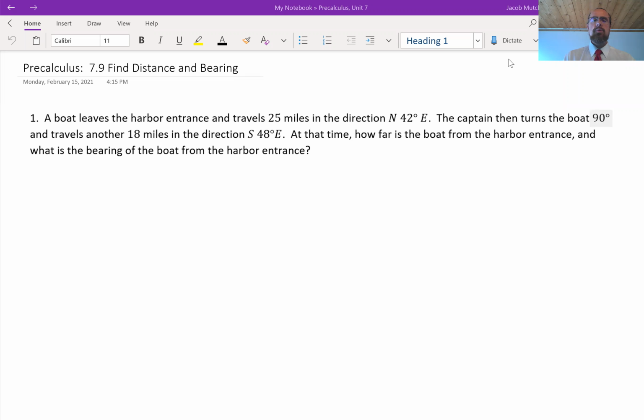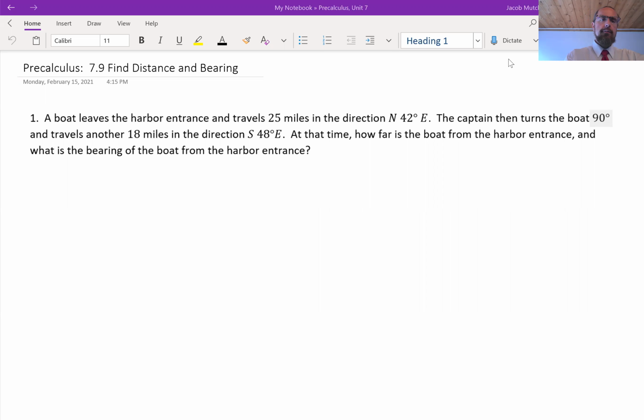The captain then turns the boat 90 degrees and travels another 18 miles in the direction south 48 degrees east. At that time, how far is the boat from the harbor entrance, and what is the bearing of the boat from the harbor entrance? We'll start off by drawing a diagram to represent this boat's travel.